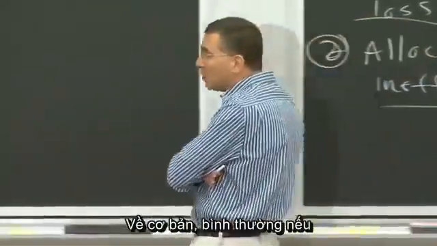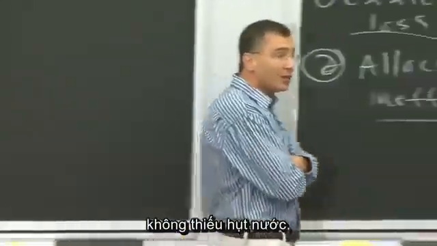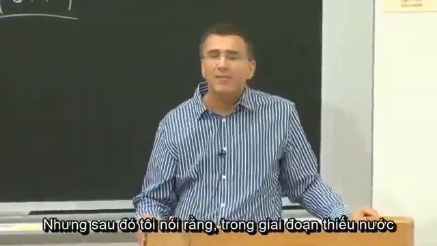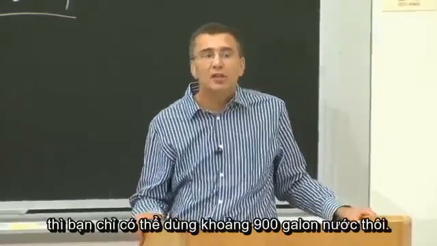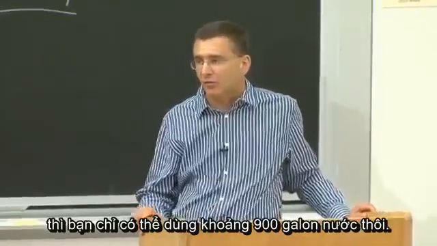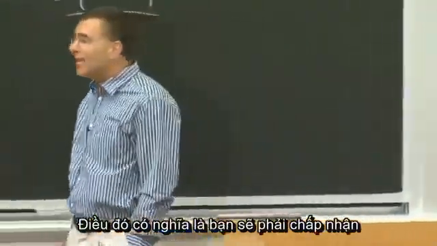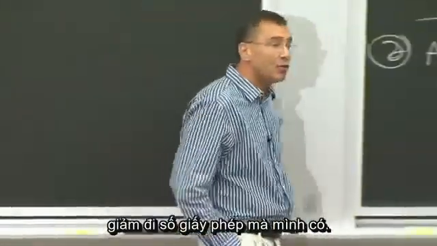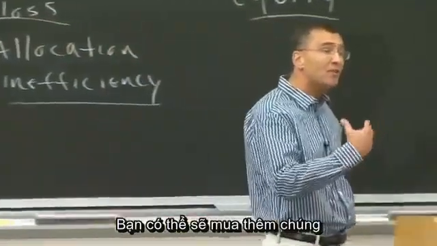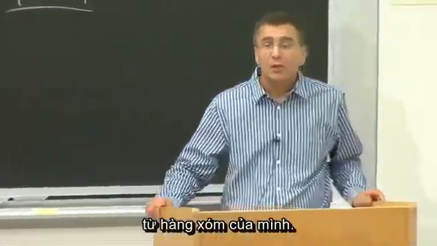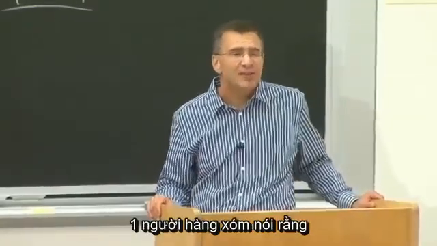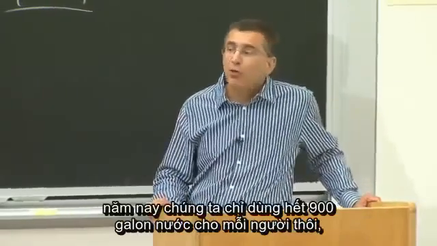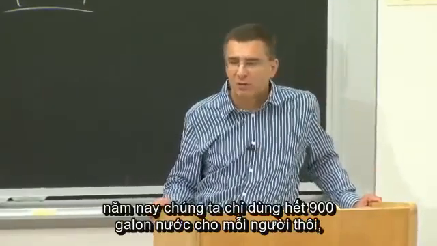So what we're going to do is say in normal times, you can have 1,000. Basically, there's enough water, everyone gets 1,000. Then we're going to say when times are tight, you can only use 900 gallons. So what that's going to mean is that you're going to have to have permits that allow you to use those gallons, and you're going to have to buy those permits off your neighbors. So basically, we can allow neighbors to trade, and the neighbor says, I don't care about water so much. So what's going to happen now is the government's going to say, this year, we only issue 900 gallon permits to each of you instead of 1,000.